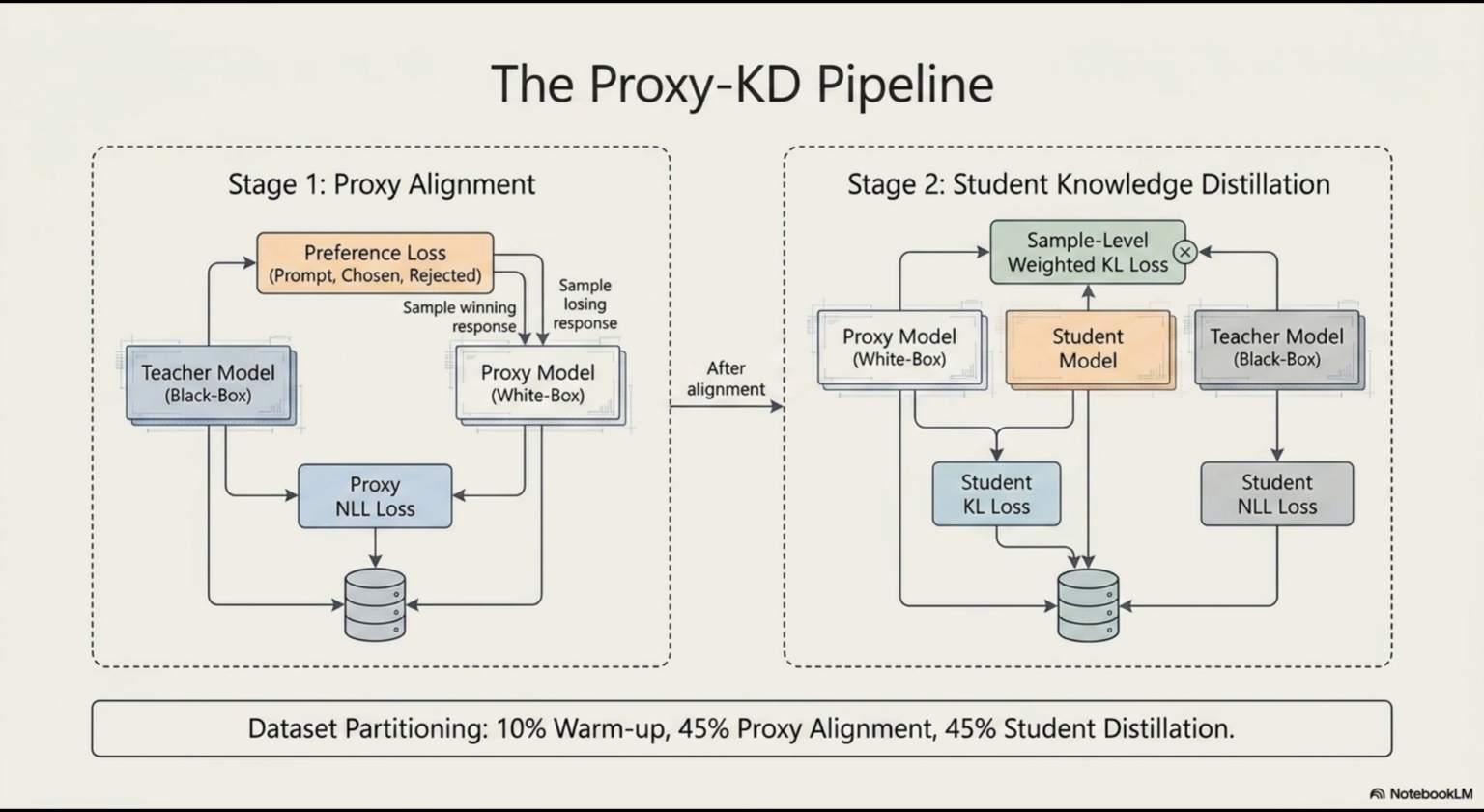Wait, why would the proxy mess it up? Doesn't it just, like, read the teacher's answer and pass it along? Well, the proxy is a neural network with its own inherent biases, right? Its own default probability distributions, and its own unique way of looking at the world.